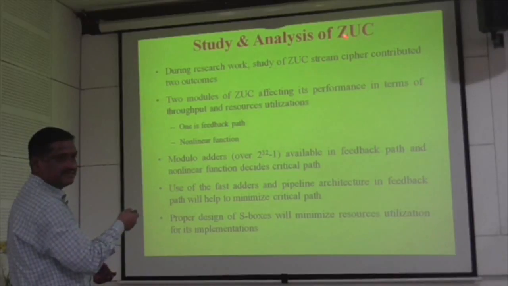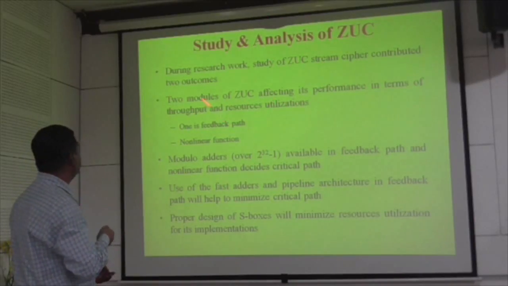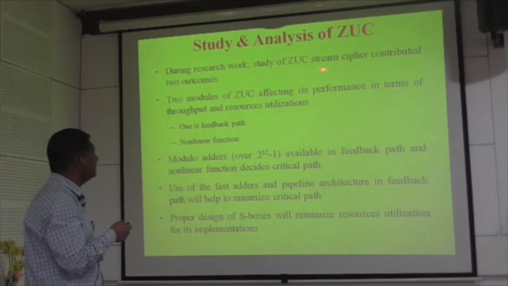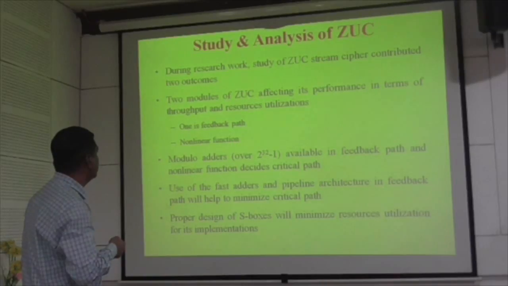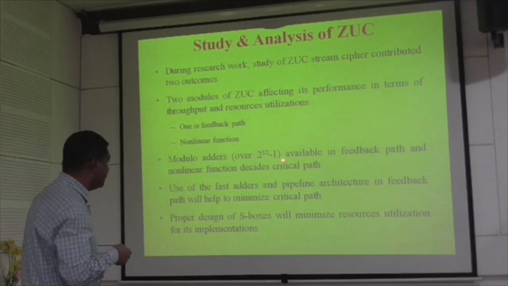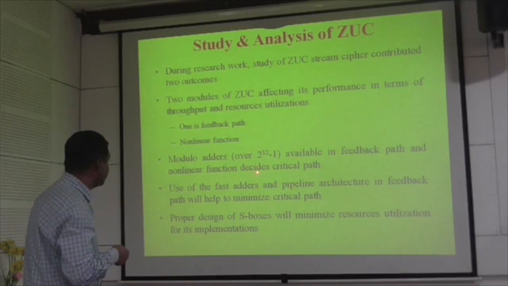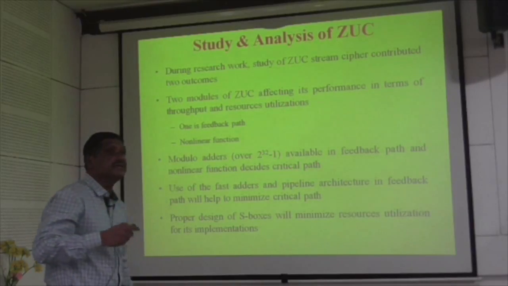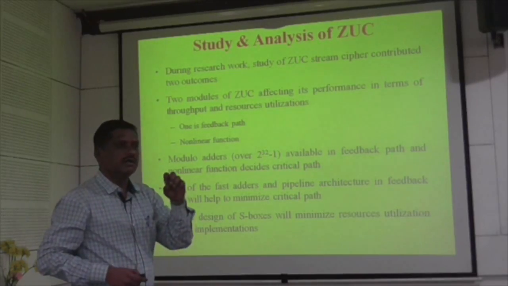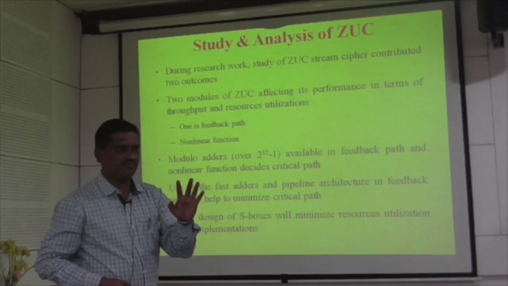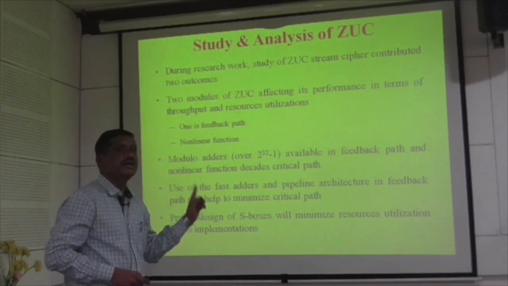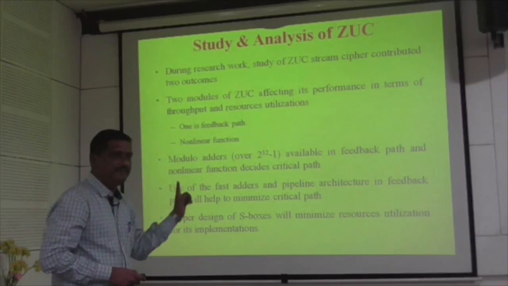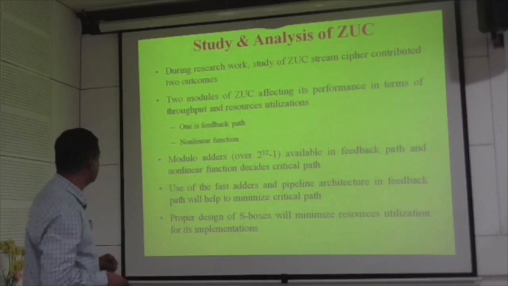Now, study and analysis of the stream cipher, what are our findings? During the research work, the study contributed two outcomes: one is the feedback path and another is the nonlinear function. Modular adders available in the feedback path and nonlinear function are the critical path, because in the feedback path we have a total of 10 adders in the original design. Our aim is to minimize the feedback path delay, which is the critical path of the algorithm.